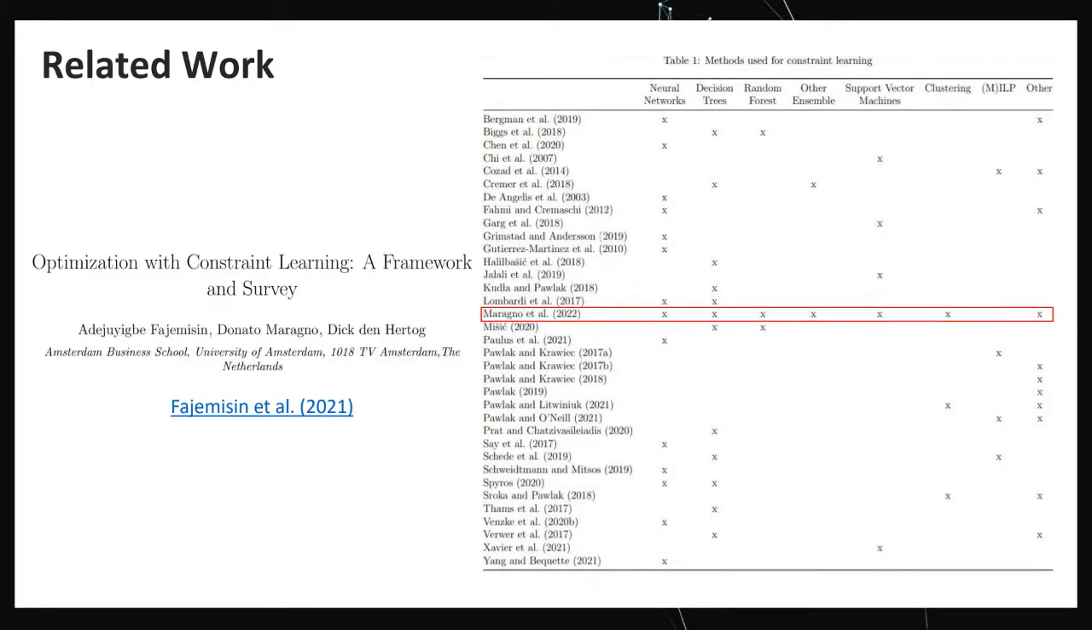Constraint learning is a really hot topic nowadays. There are many papers that make use of it. Here we wrote, together with Dick den Hertog and Adejuyigbe Fajemisin, a survey about optimization with constraint learning. In this table we can see many different papers that use constraint learning, and the way they learn constraints might differ. In the columns you have different machine learning models like neural networks or ensembles of trees. Among these papers, there is also the one I'm going to talk about today, where we present how to embed all the most known machine learning models.